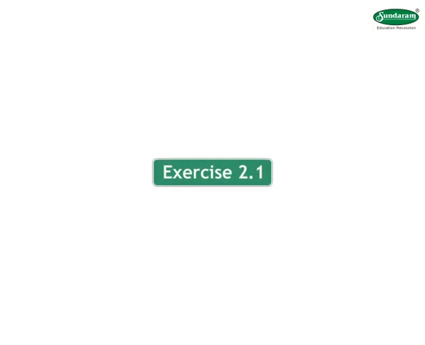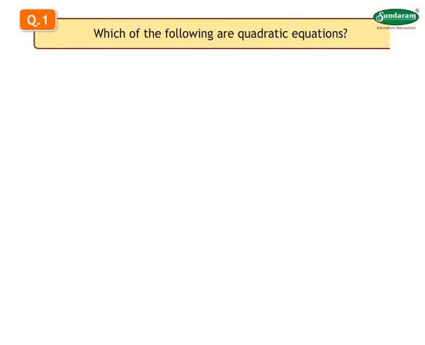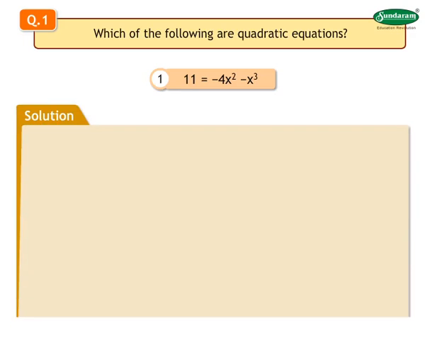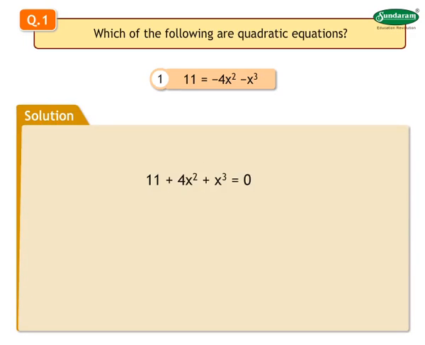Let us solve exercise 2.1. Question 1. Which of the following are quadratic equations? Number 1. 11 is equal to minus 4x square minus x cube. Solution. 11 plus 4x square plus x cube is equal to 0, that is, x cube plus 4x square plus 11 is equal to 0.